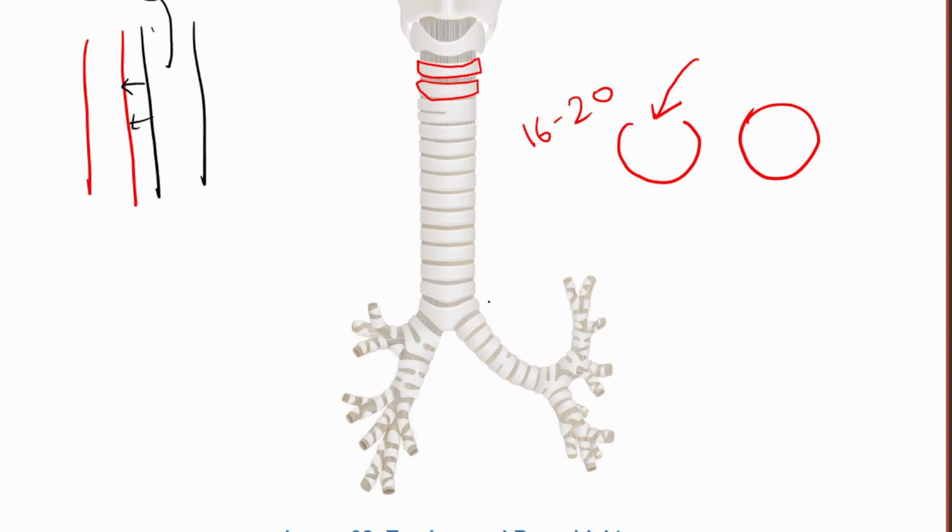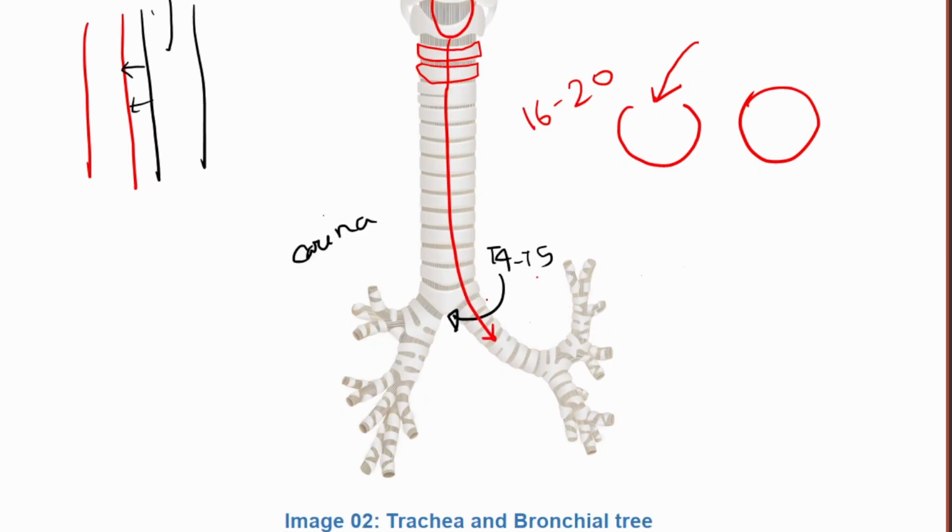At the level of the sternal angle, which anatomists label T4, T5, we mean this region, the trachea divides. This division point is called the carina. From the carina, you get a right primary bronchus, this one, and a left primary bronchus, this one. And here is something IMAT loves to test. You need to remember the right primary bronchus is shorter, wider, and more vertical than the left.